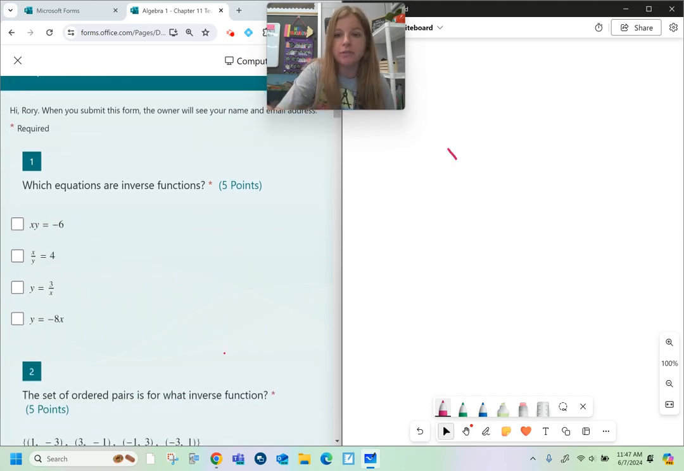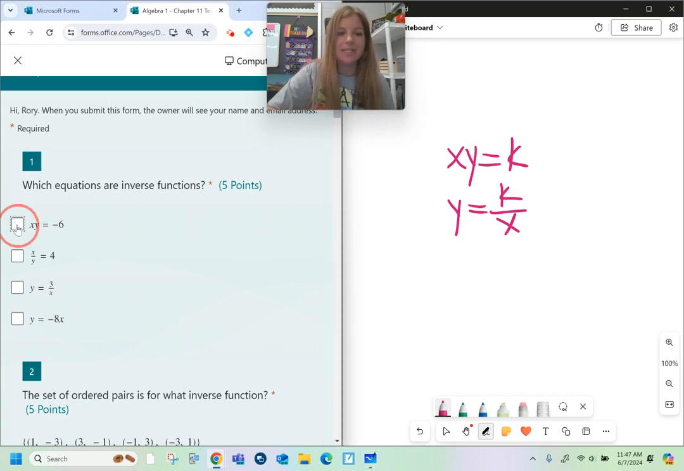So first off, an inverse function either looks like xy equals k, or it can be in the form of y equals k over x. They mean the same thing. Xy equals -6 definitely looks like my first example. X divided by y equals 4? Nope, it's not one of those examples.